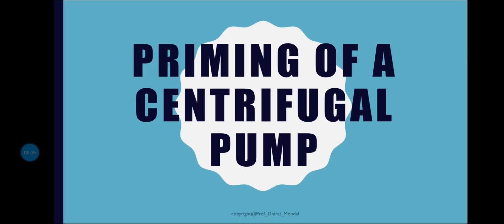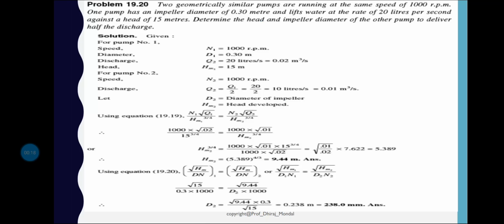Dear students, today I am going to discuss the priming of a centrifugal pump. In the last class I discussed the model and prototype, and related numericals were discussed. Today I will first discuss the numerical that I gave in the last class. After that, priming will be discussed. After that, the characteristic curve of the centrifugal pump will be discussed. This is a very important part, so please watch up to the last. You will learn a lot about this centrifugal pump.